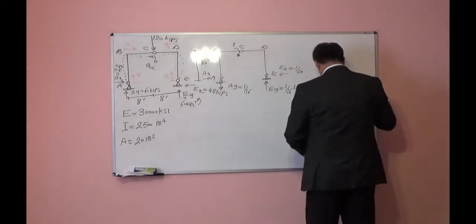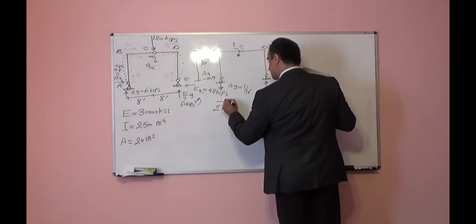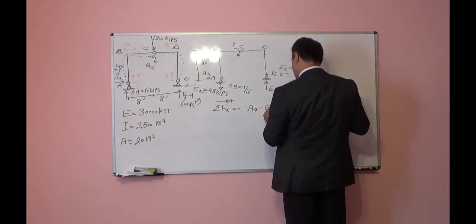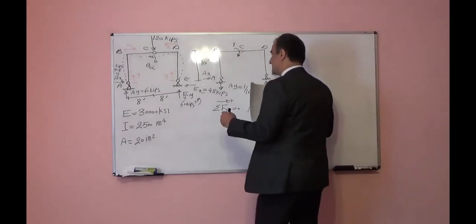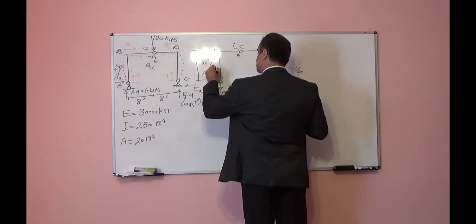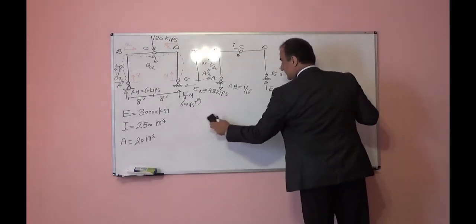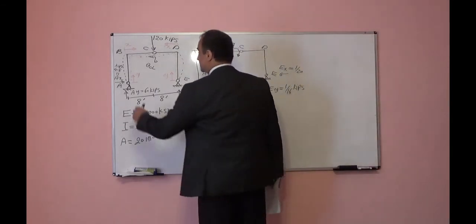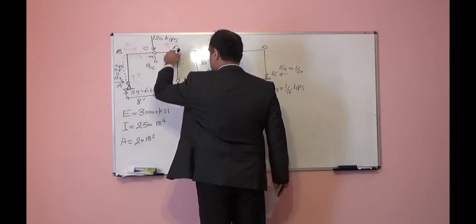If I write summation of forces in horizontal direction equal to 0, Ax minus Ex is equal to 0, I will find Ax magnitude, again it is 1 over 20 kips. So I find reactions. Now let's look at the function, and in each part A, B, B, C, C, D, D, E, I will define a different function.